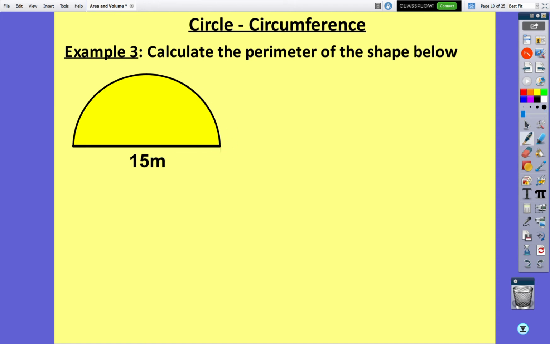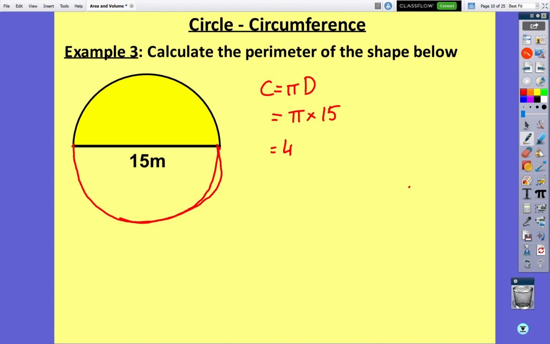The tricky bit is going to be the circumference. So if I quickly sketch in here, if I was to ask you the circumference of that whole circle, C is pi d, pi times, now if you picture that whole circle, the long length from there to there is 15, which is the diameter. So pi times 15 gives you 47.1 meters. So that's giving me the total length.